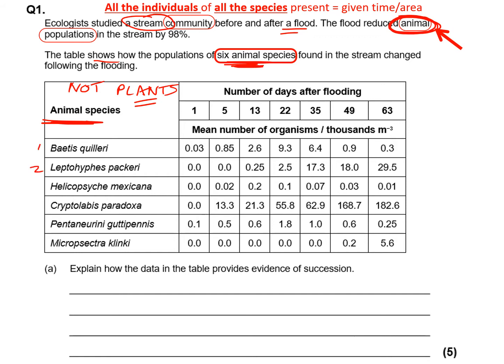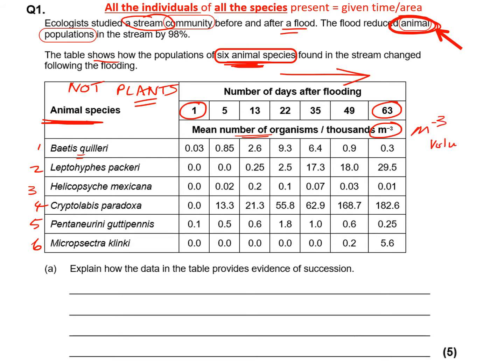So we've got 6 species that we can number, but we are going to use the Latin binomial names with a capital for the genus and a lowercase for the species. We've got the number of days after flooding starting from day 1 and going up to day 63. So that's increase in time. And they've counted not only if the species is present, but also the numbers of organisms within that particular population of that species. Now this is meters cubed per meter cubed.